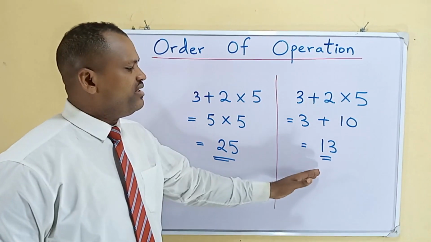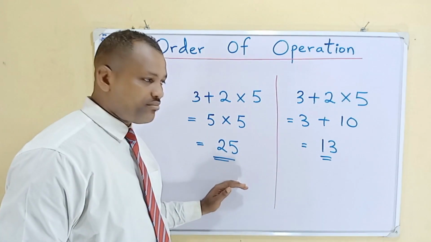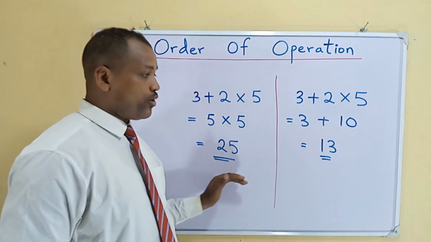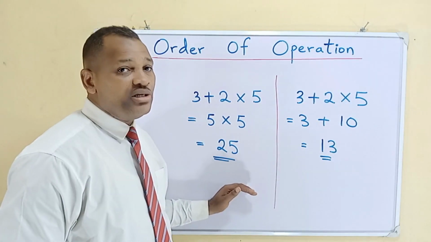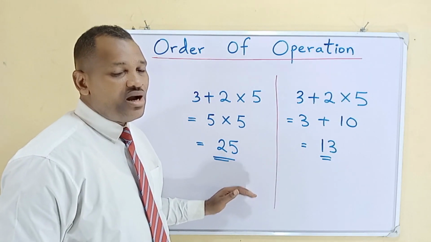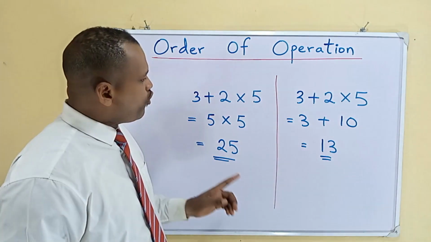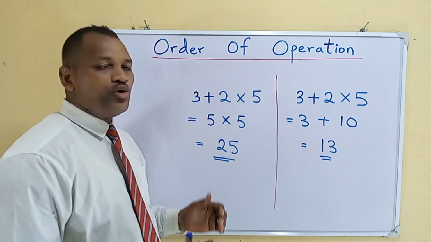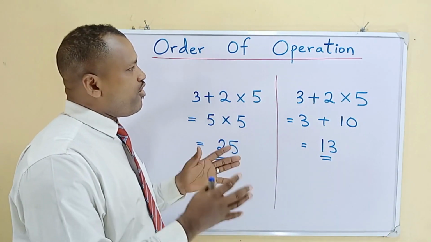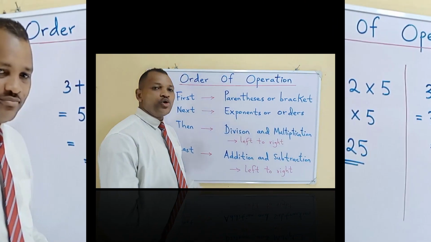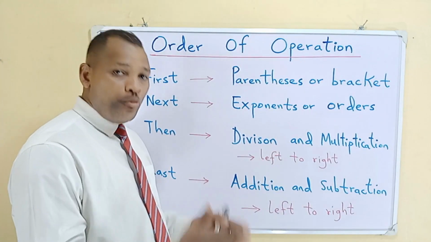Now, which one of these is correct? Because if both of them are correct, then math will be a very confusing subject. And we know that math is not a confusing subject. Now, to know which one is correct, let's go into the order of operation proper. So these are the order of operation.